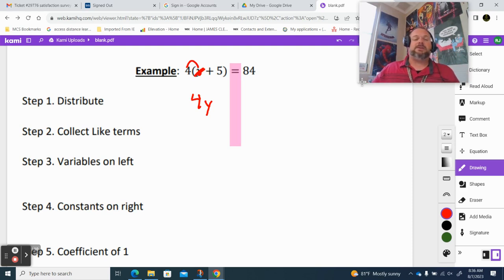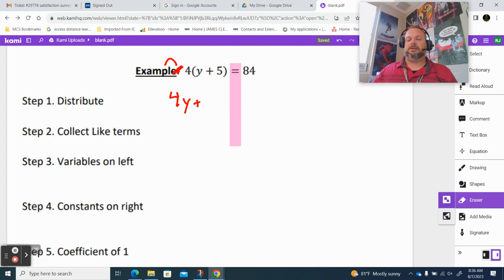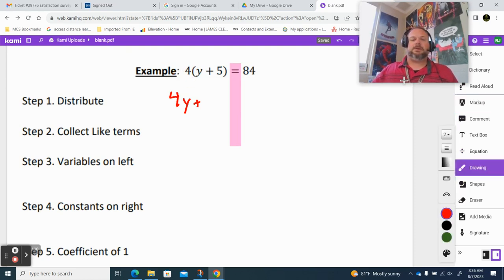Okay. Then we say plus, and I got to move this over because somebody didn't give himself enough room. And this is just great high dollar education right here. Taxpayers at work. All right. And then 4 times 5 is 20.